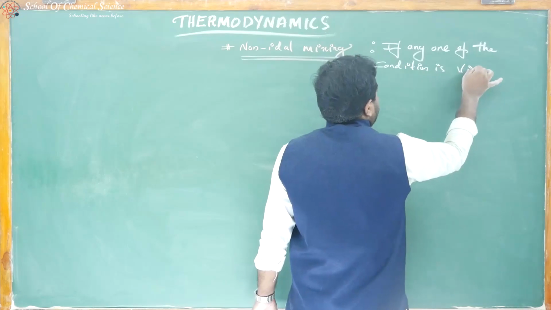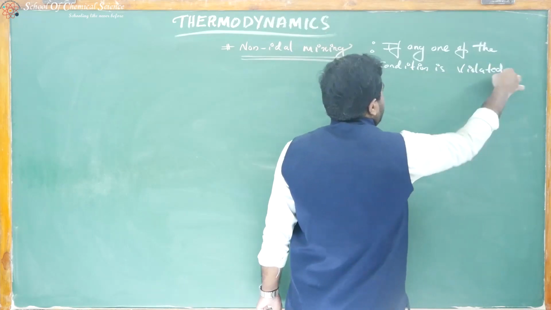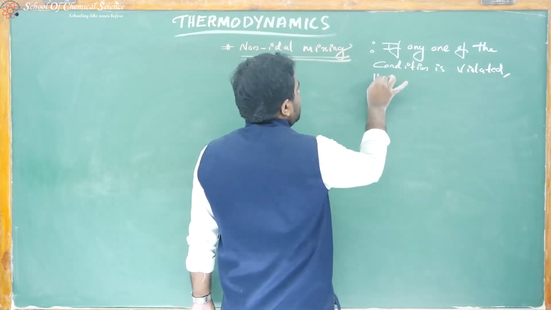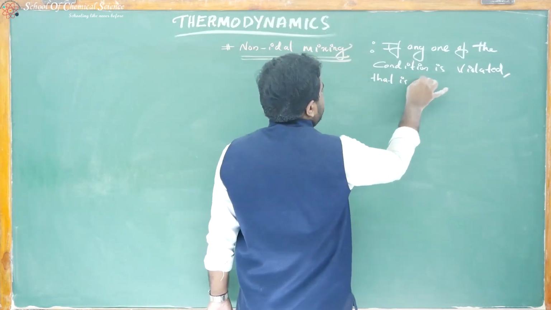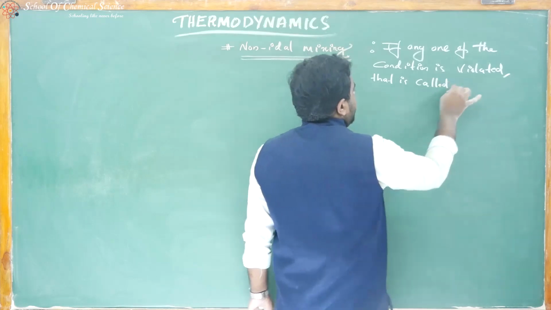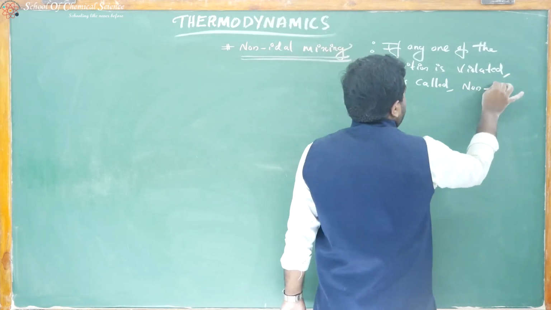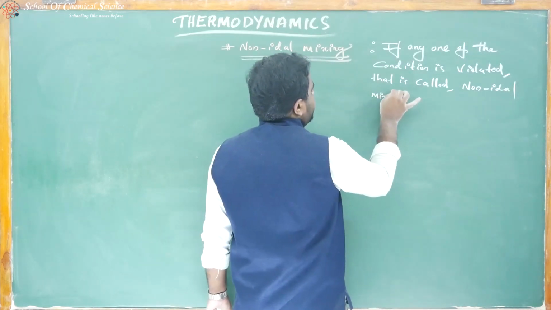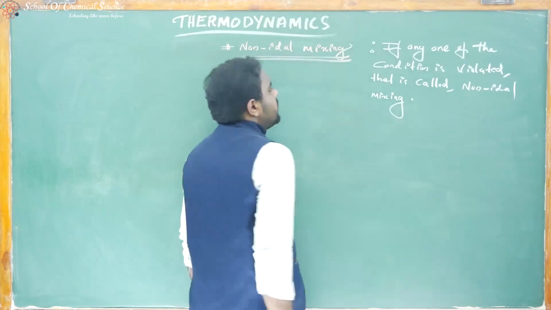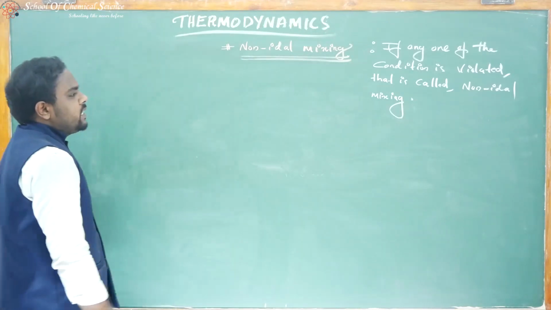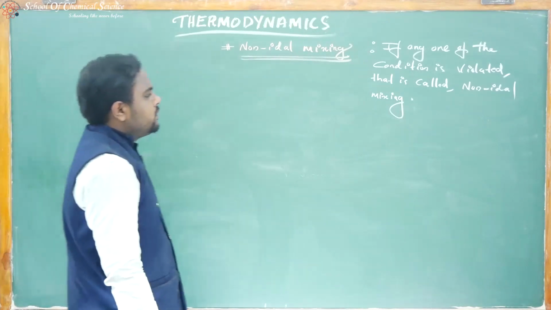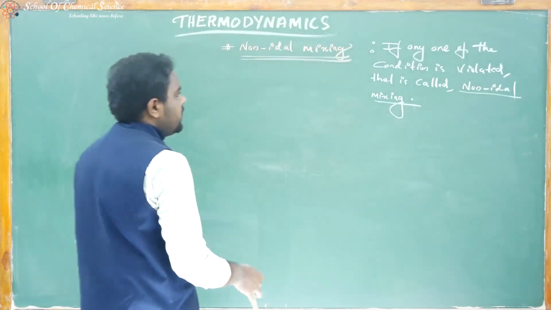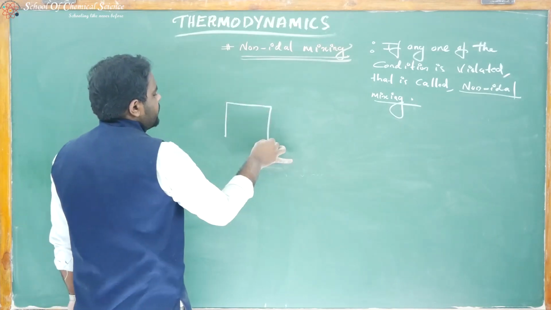is violated, that's called non-ideal mixing. If any one of the condition is violated, that is called as what? Non-ideal mixing.